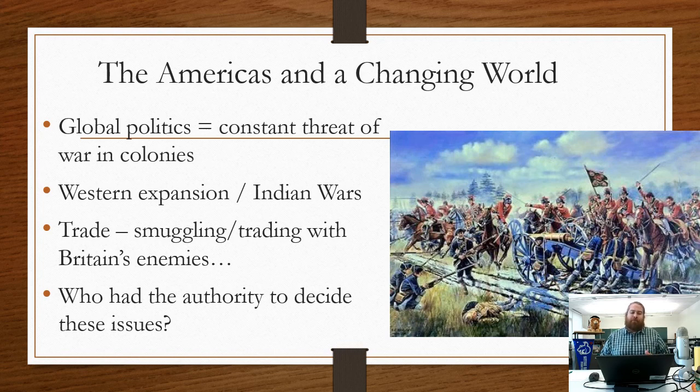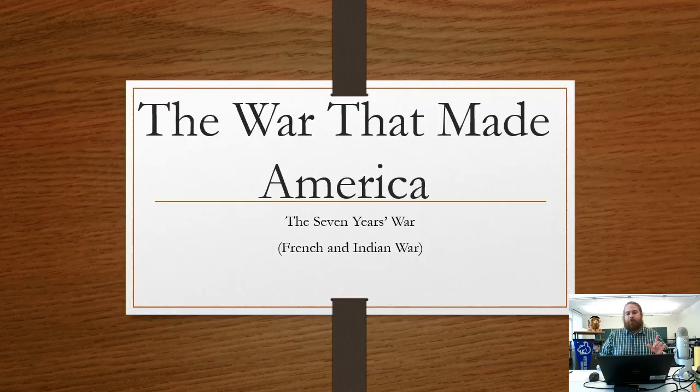Trade was a big problem. Smuggling and trading with Britain's enemies, even during wartime: to the American colonists, it was like, hey, money is money. But to Britain, it was a betrayal. And then finally, who really had the authority to decide these issues? Who was going to decide what was actually going to happen in the colonies? And in 1740, it was hard to tell, and nobody was sure.